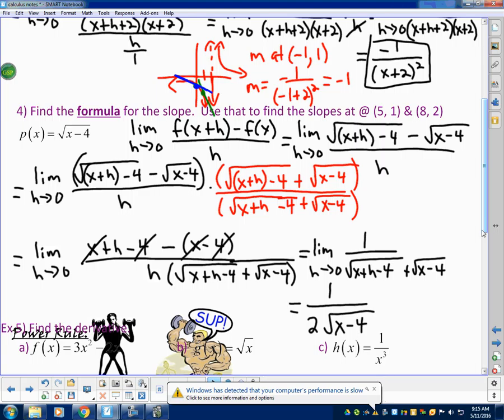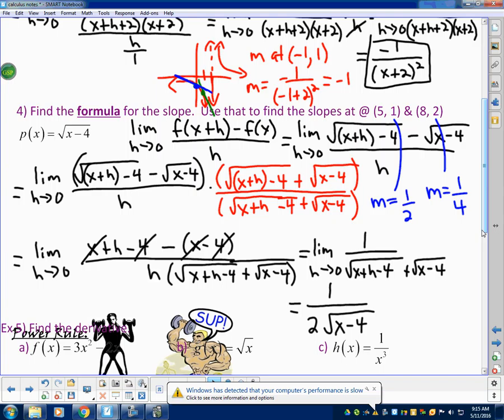So what would be the slope if I plugged in 5? If I plug in x equals 5 here, or if I plug in x equals 8 here. So if I plug in 5, it's 5 minus 4 is 1, square root of 1 is 1, 2 times 1 is 2. So the slope at 5, 1 is m equals 1/2. And the slope at 8, 2 is n equals, if I plug in 8 here, 8 minus 4 is 4, square root of 4 is 2, 2 times 2 is 4, so that's 1/4.